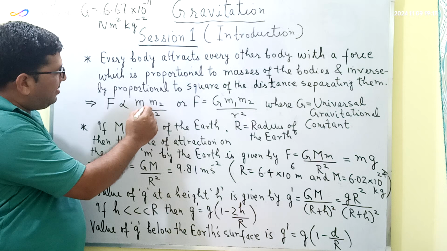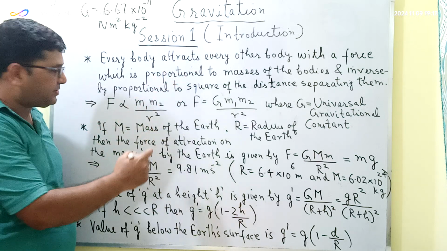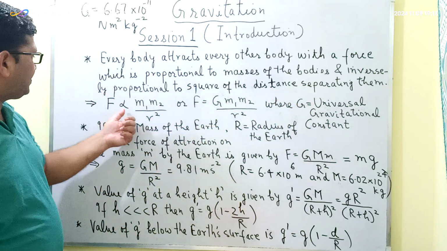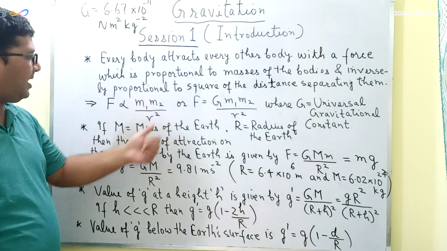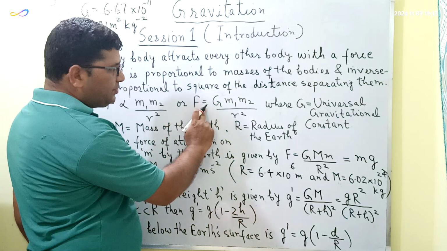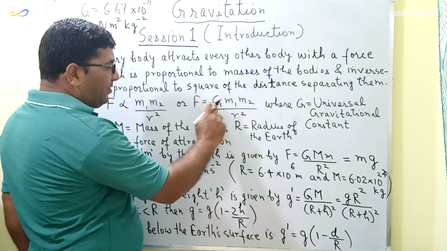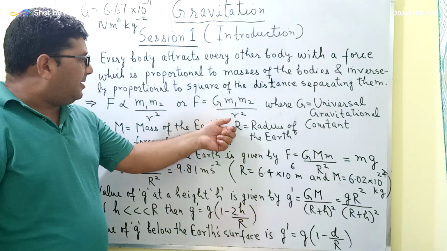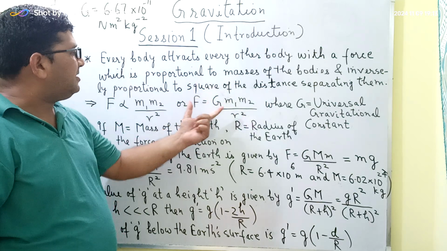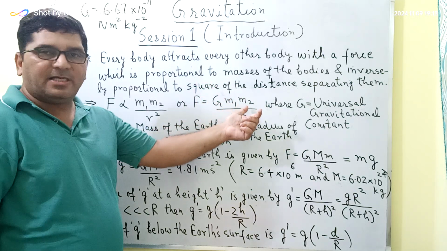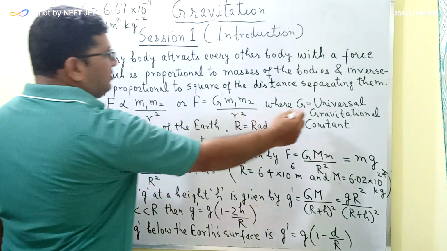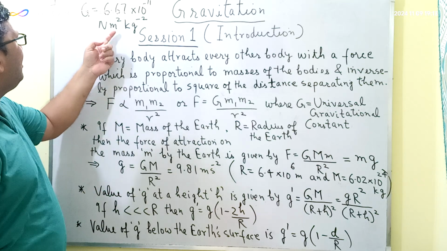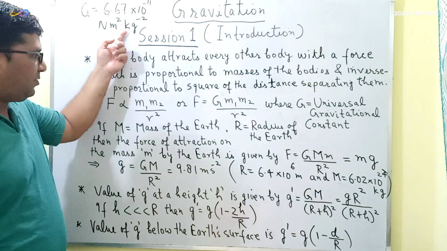directly proportional to the product of m1 and m2 as per this definition, and inversely proportional to the square of the distance separating them. So F is proportional to m1 into m2 divided by r square, or simply we can say that F is equal to G m1 into m2 divided by r square, where G is what? This is the universal gravitational constant, and here small r is the distance separating the bodies of mass m1 and m2, and here the value of the universal gravitational constant is equal to 6.67 into 10 to the power minus 11 Newton meter square per kg square.